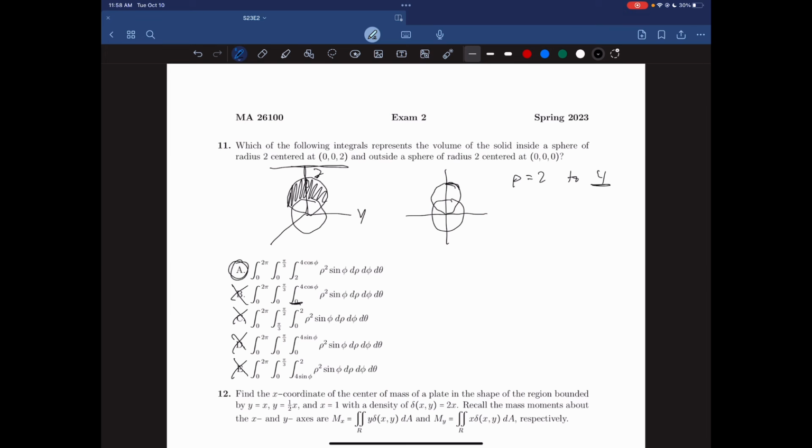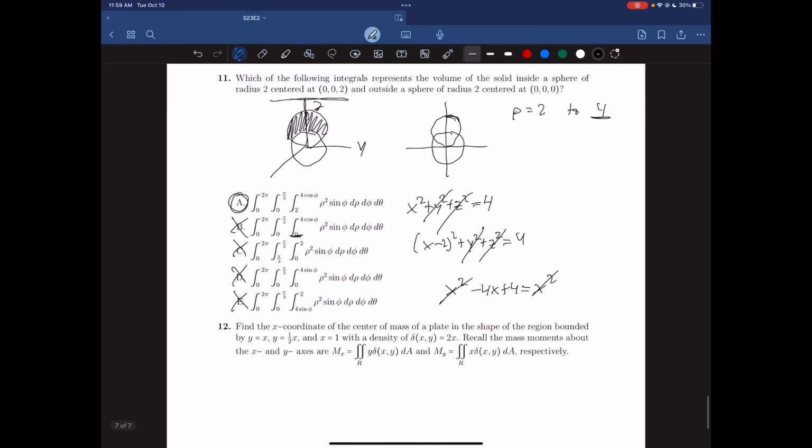And why that makes sense is if we write out the equations for our spheres, we're going to have x squared plus y squared plus z squared for the one centered at 0, 0, 0 equals 4. And x minus 2 squared plus y squared plus z squared equals 4. And expanding those, if we just set them equal to each other by the 4s, we can just cancel these. So we're going to get x squared minus 4x plus 4 equals x squared. Cancel out these. We are going to get 4x equals 4. That means x equals 1.